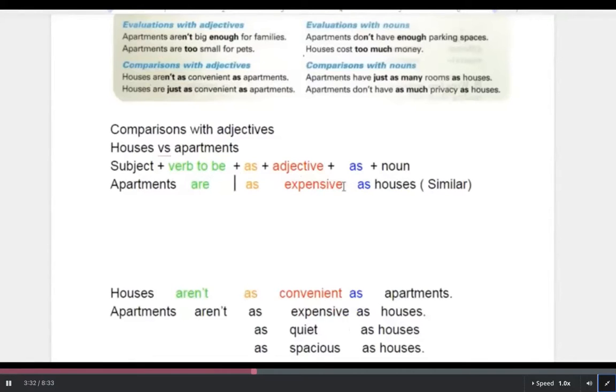You can say apartments are as quiet as houses, apartments are as spacious as houses, apartments are as convenient, just like we see the example there, right? As houses. And so remember that these kind of things, you're making comparisons. So maybe in your area, apartments are the same as houses. So they cost the same, they are as big as houses. Apartments are as convenient as houses, etc. Usually that's not the case. Usually there are big differences among houses and apartments, but in this case we're saying that they are the same.